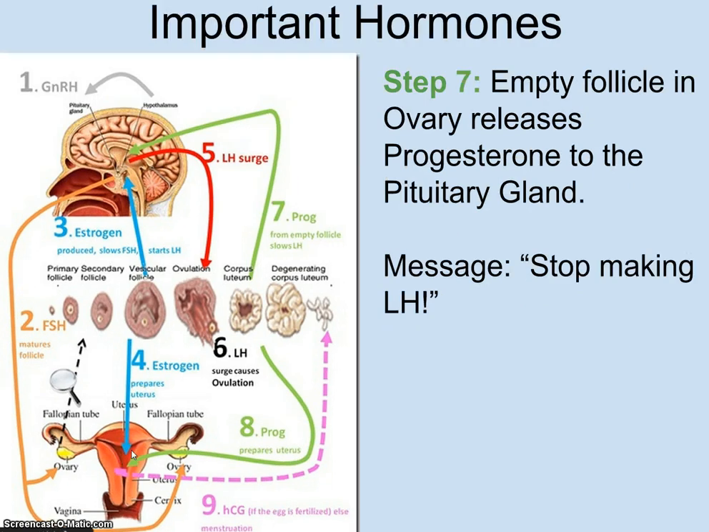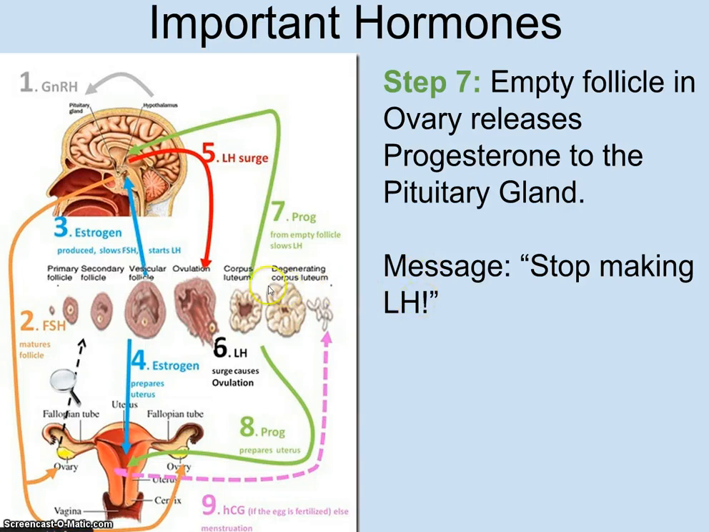Okay. The next thing that happens is the ovary has now an empty follicle. It's where the egg used to be. It's kind of like the shell of an egg. If you crack an egg and you have the shell left over, you've got the empty follicle. So this follicle that's in the ovary is going to release progesterone to the pituitary gland, and that's being shown here. So this is step 7. Pituitary gland gets some progesterone, and the message here is stop making luteinizing hormone.